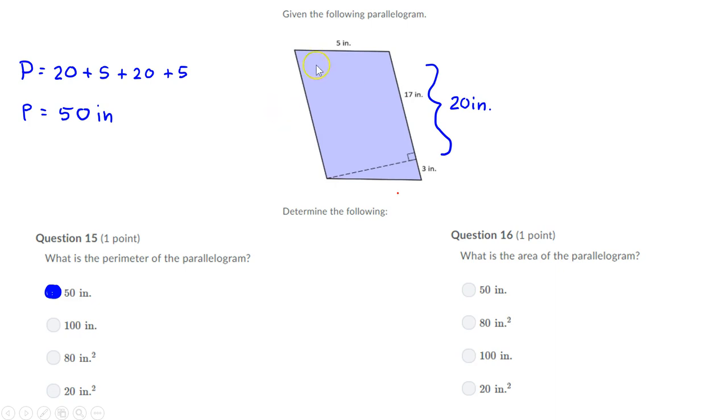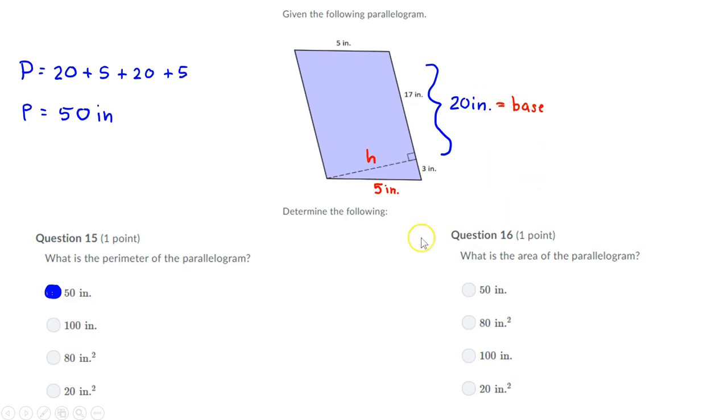So if the 5-inch side was a base, I'd have to have the length of the segment that would be perpendicular to it, like this segment here. I'm given that this segment down here is drawn perpendicular to this, so it looks like we're going to use 20 inches as the base. I have to figure out what the height actually is, so I'm going to let that be the height.